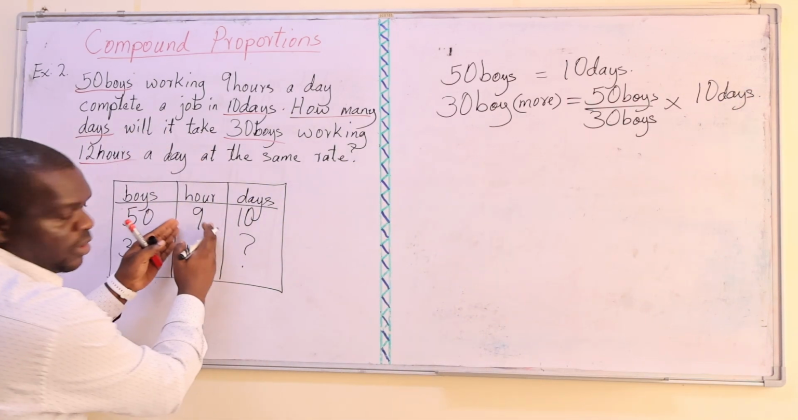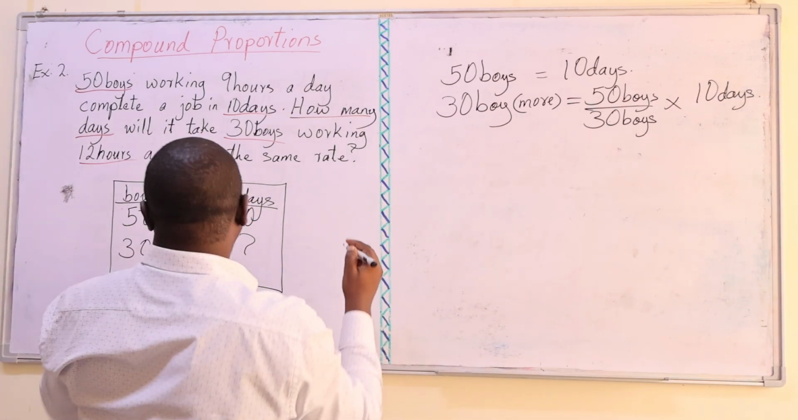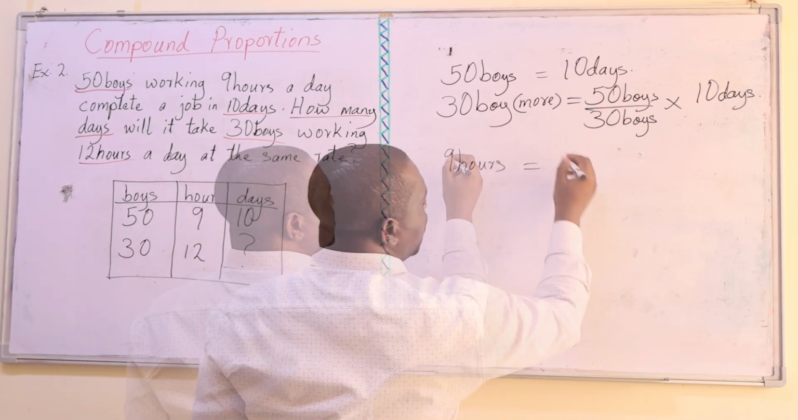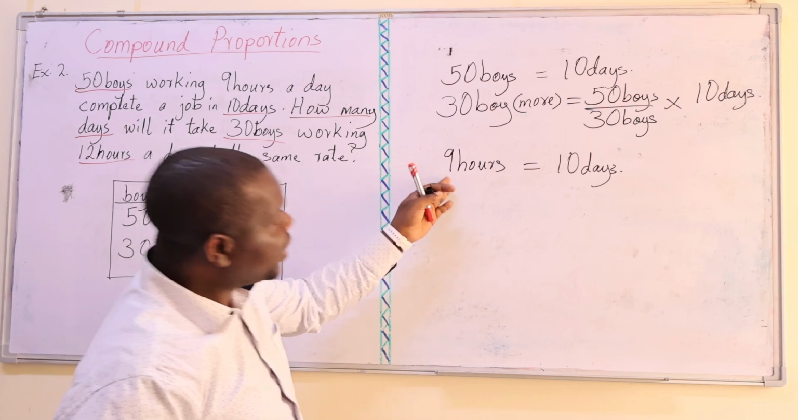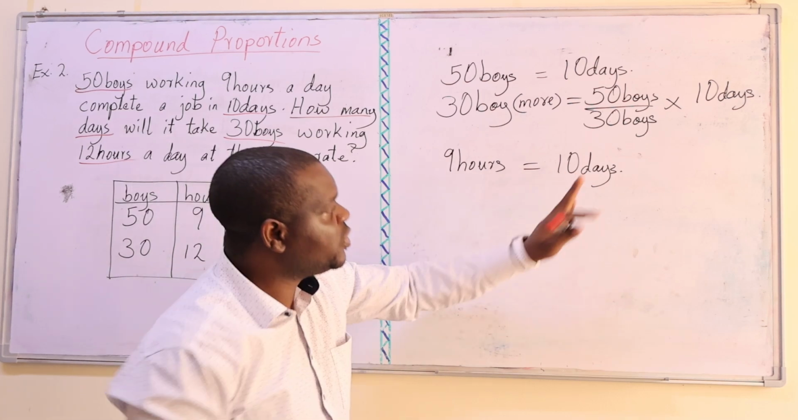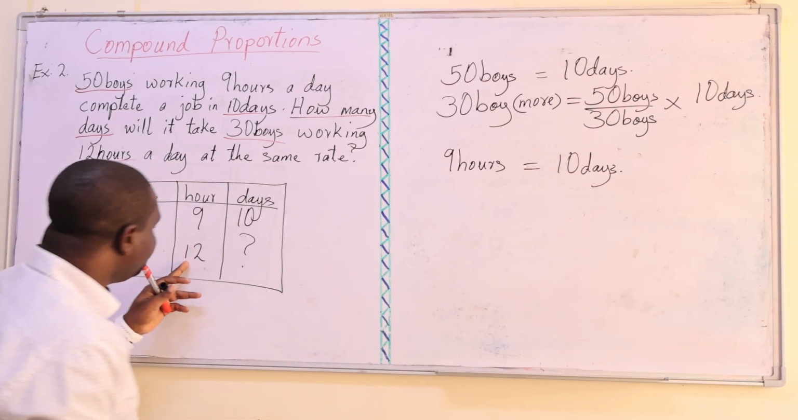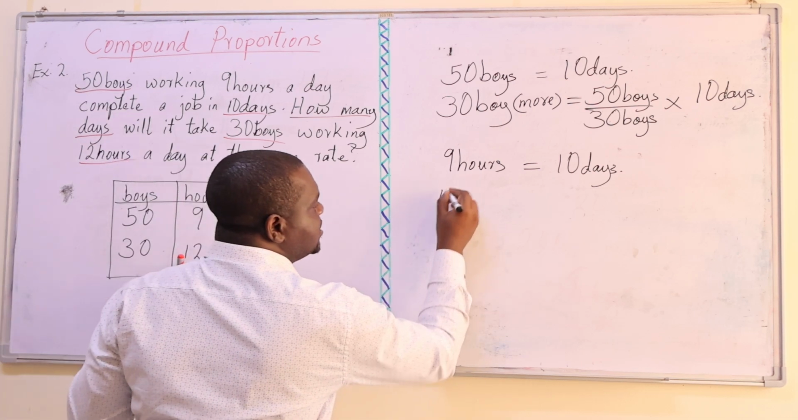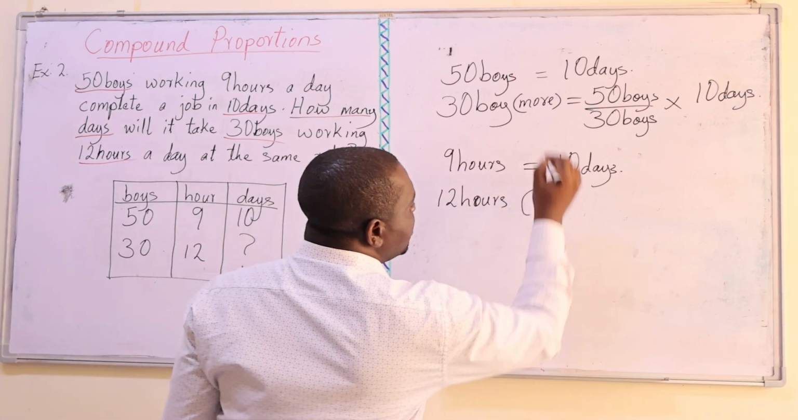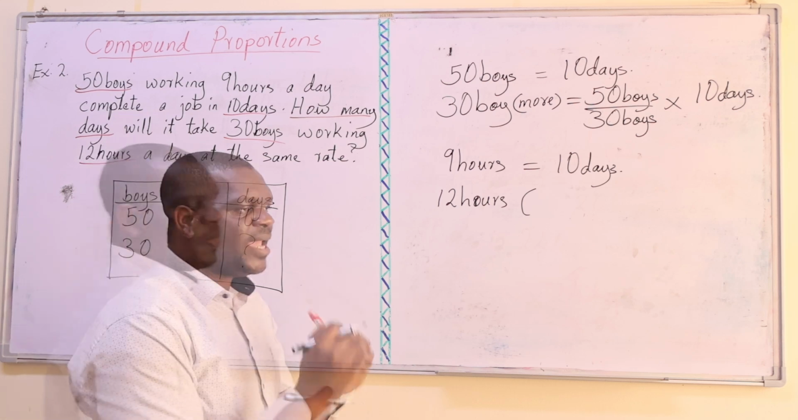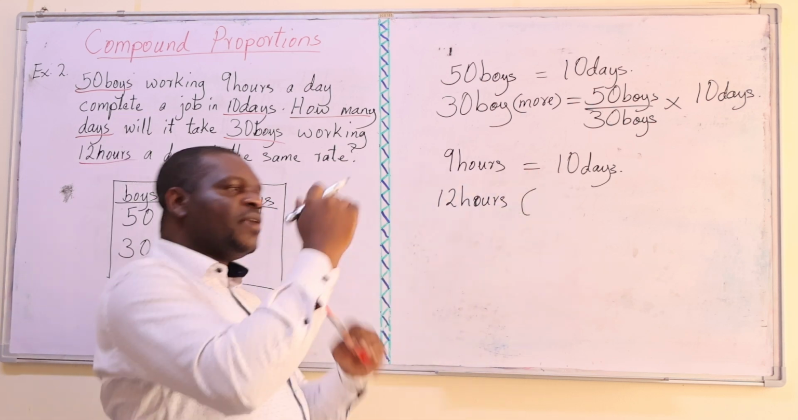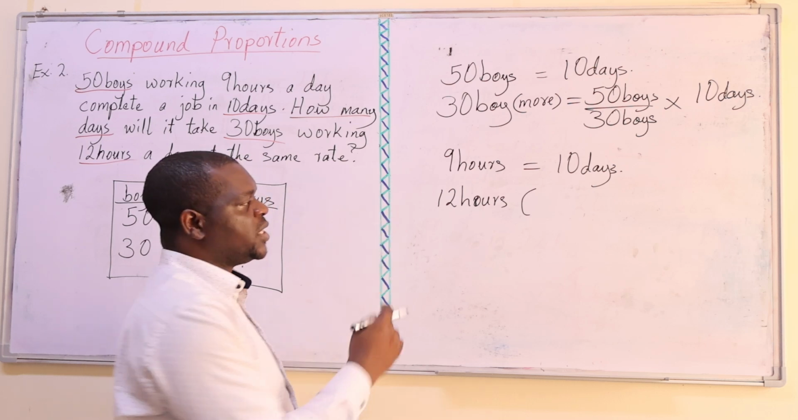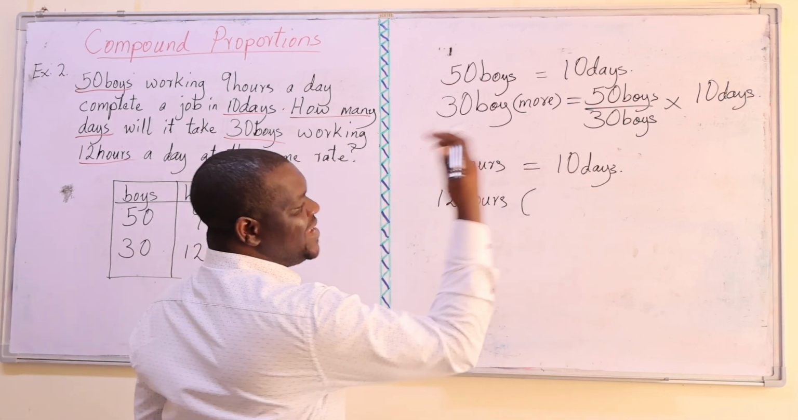Let's come to the middle column for time in hours. So in 9 hours, work is completed in 10 days. That is, working 9 hours, work is done in 10 days. Now if the number of hours is increased to 12, are you going to take more or less days? 9 hours every day, we finish work in 10 days. Now we have 12 hours, that's we have more time to work. So you are going to take less days.